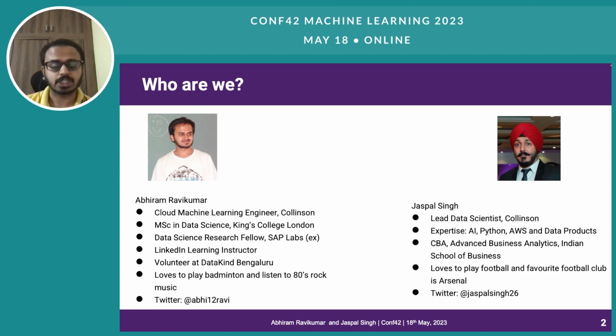Along with me is Jaspal, who works as a lead data scientist with me at Collinson. His expertise lies in the areas of AI, Python, AWS, and building data products from scratch. He holds a CBA in Advanced Business Analytics from Indian School of Business. He loves to play football, and his favorite football club is Arsenal. Both of us are reachable on Twitter, and our handles are mentioned below.